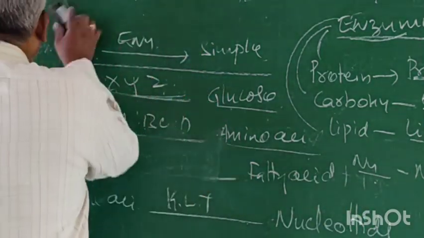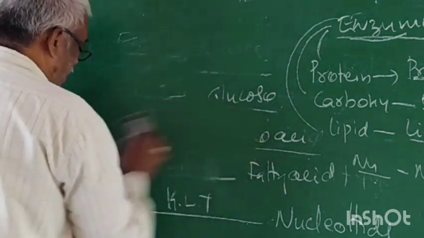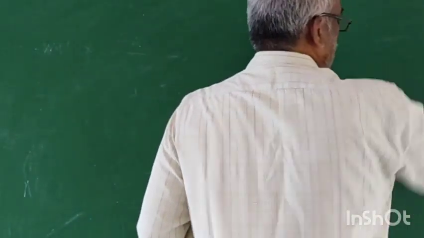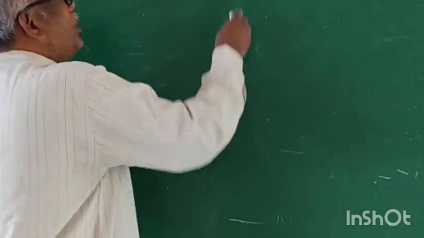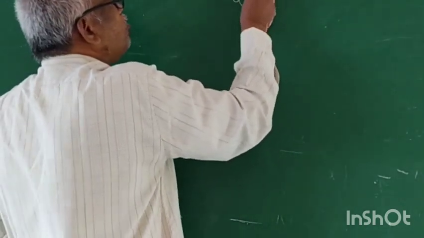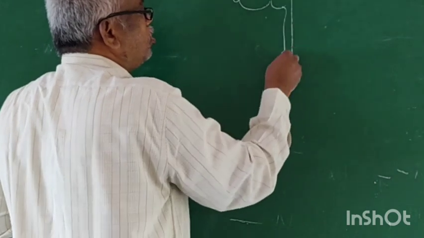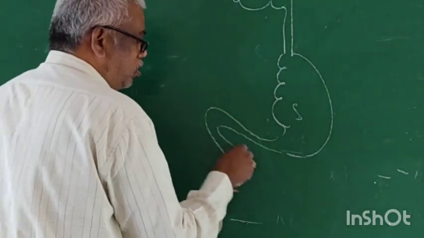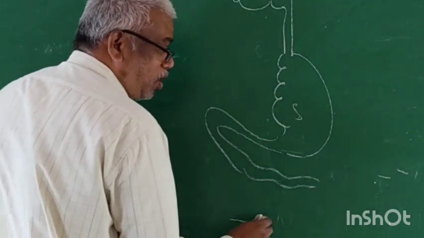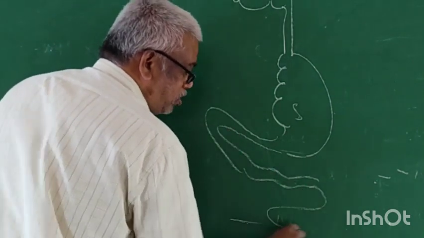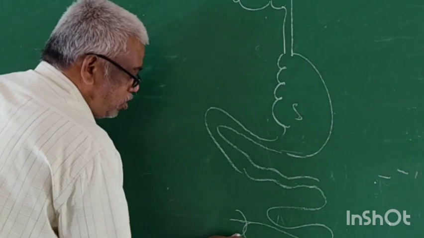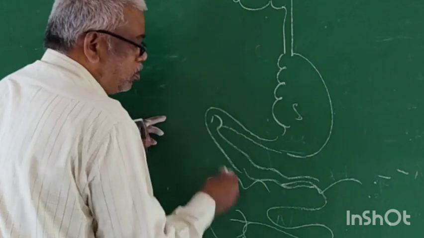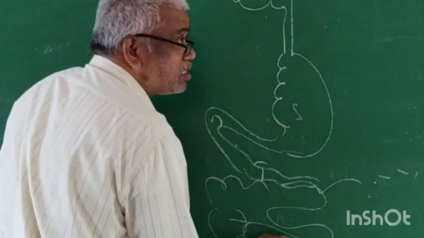Now come to this next. Right. You know, it is the mouth, buccal cavity, pharynx, esophagus, stomach. Next, duodenum, jejunum, ileum. These three are called the small intestine.